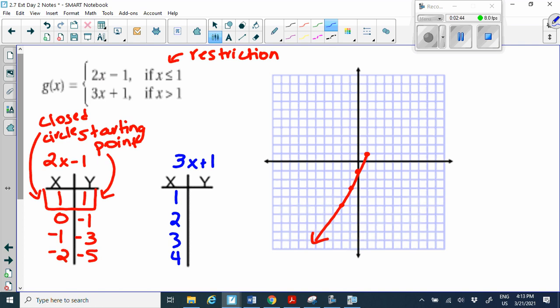Now we plug these into our 3x plus 1. So when I plug 1 into there, I get 4. When I do the other one, I get 7. Then I get 10. And then I get 13. So now, 1, 4 is our starting point.